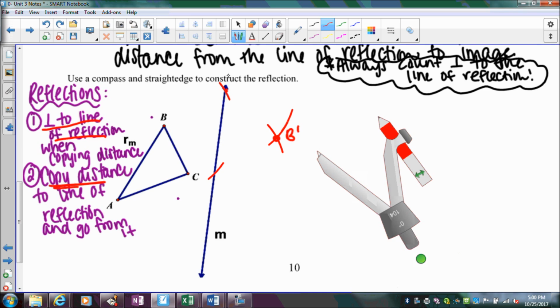So the red arcs represent going equidistant, and then instead of drawing in the perpendicular line and then measuring that distance, I just combined it all into one step. I went equidistant, and then I went equidistant again, and that's where B prime is going to go. So it's perpendicular. If you draw a line through it, it's perpendicular, and that distance is the same.